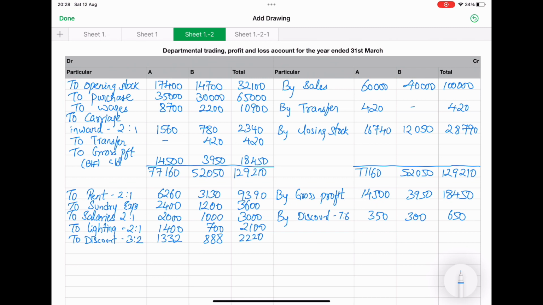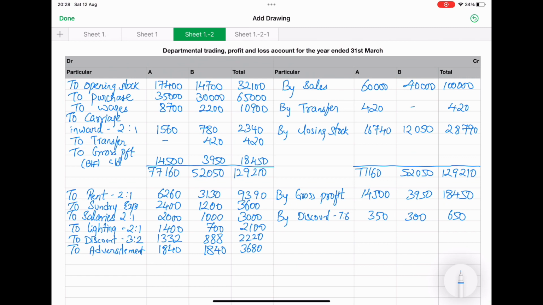Okay. Next we have advertisement. In the question itself they have mentioned advertisement is apportioned equally. Equally means a 1:1 ratio. 3,680 divided by 2 is 1,840 and 1,840. These are the expenditures.